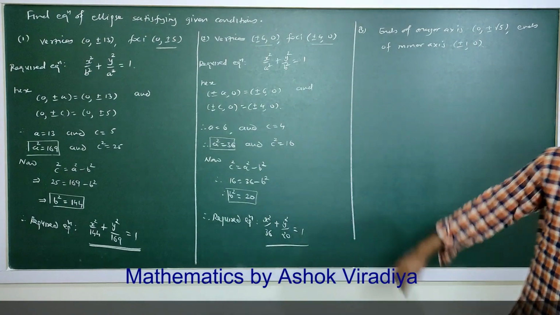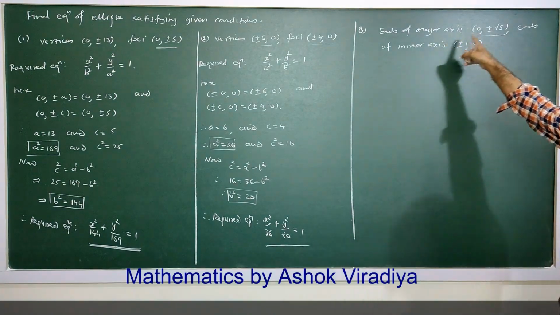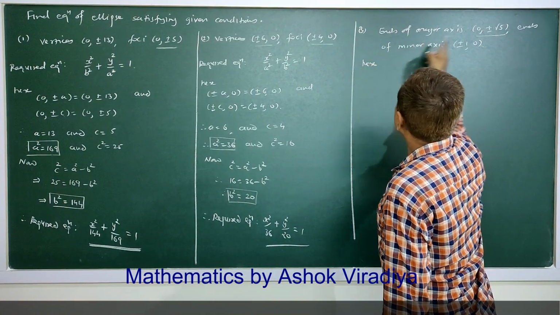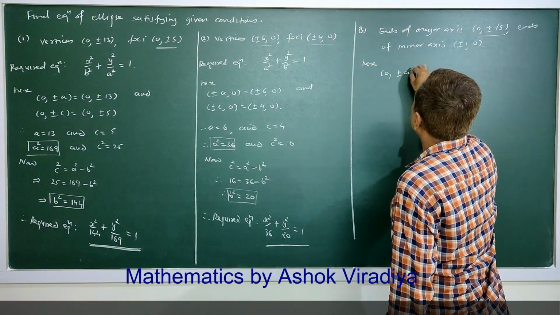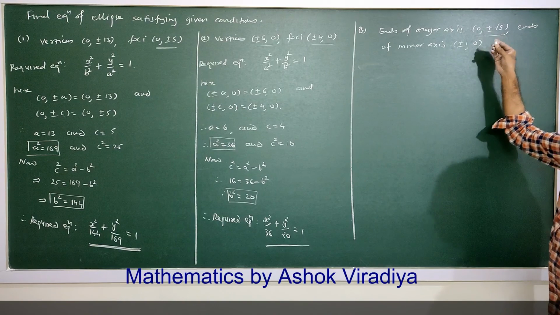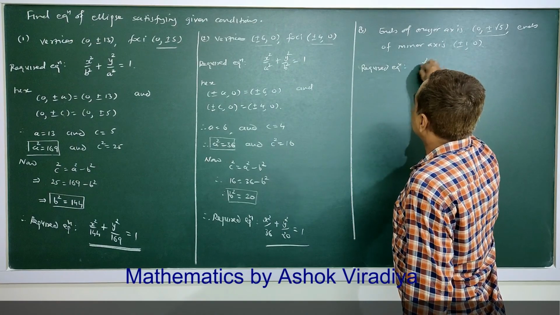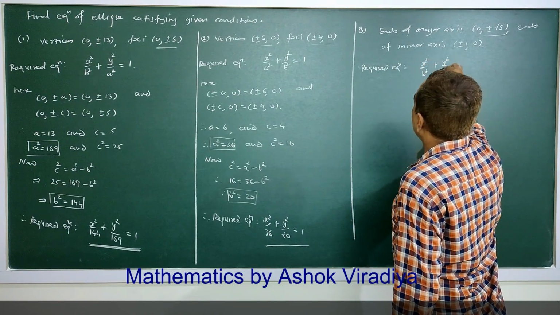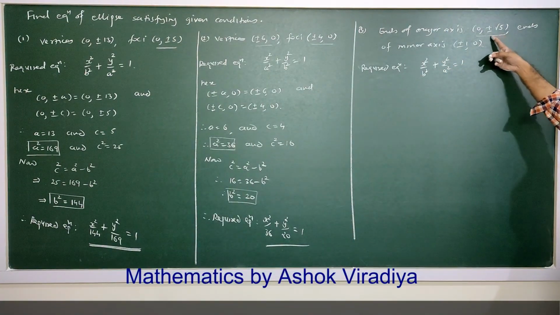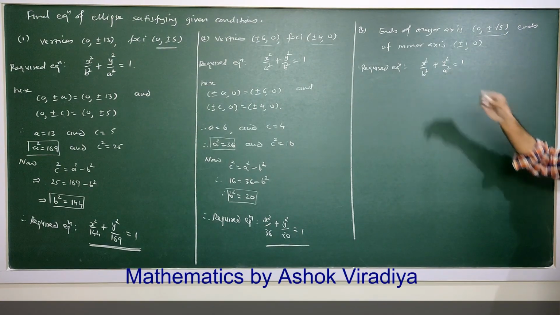Now here ends of major axis. See, major axis lies along y axis. It is clear. Ends of major axis, that is these are 0 plus minus a. Major axis lies along y axis. So required equation is x square upon b square plus y square upon a square is 1. Ends of major axis lie on y axis. So keep the denominator of y square greater.